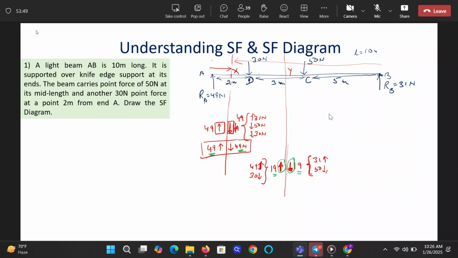But here, what do you see? The resultant forces on either side of a point numerically are the same, but their directions are reversed, correct? Correct, class? Correct, guys? Yes, sir.